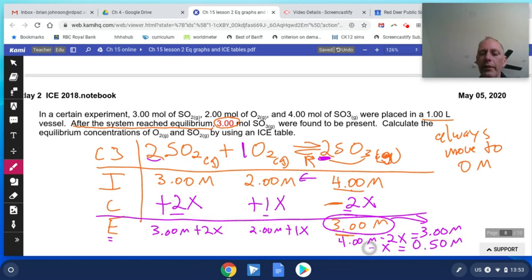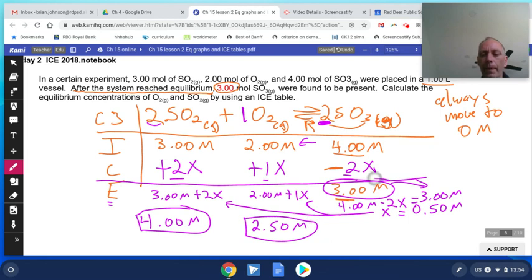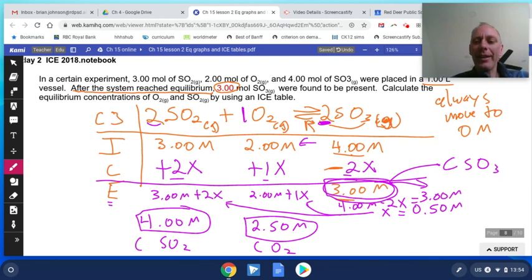Okay, now we have x. We can substitute it in to there and there. 2.00 moles per liter plus 1x is 2.50 moles per liter. And this one is 3 plus 2x is 4 moles per liter. There's our 3 equilibrium concentrations: concentration of SO2, concentration of O2, concentration of SO3. Aren't ice tables easy? Yes, they are.